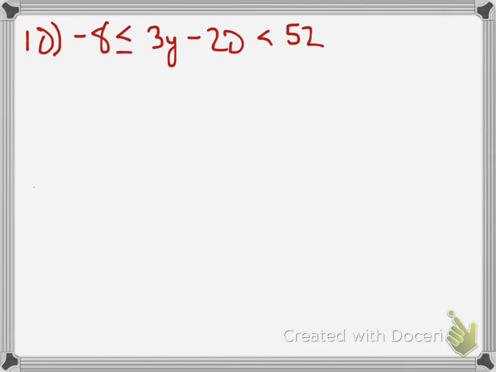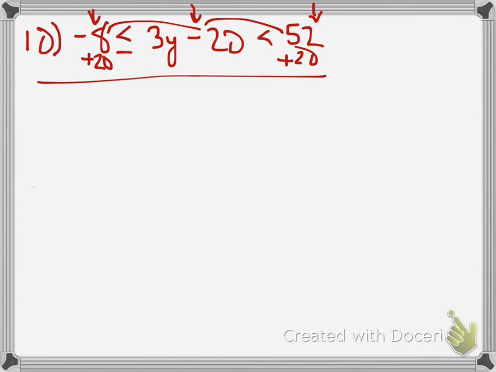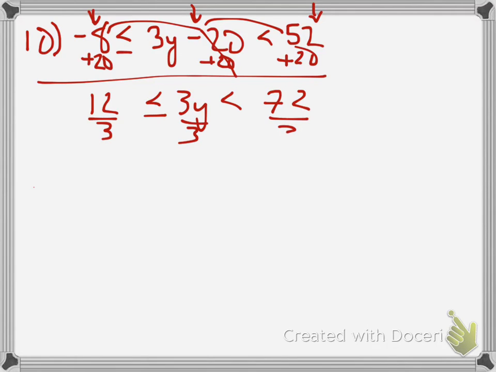Alright, so what do I need to do here? Okay, notice this one has a left, a right, and a middle. Work from the middle. So I'm going to add 20 to both sides. Working from the middle, that gives me 3y in the middle, I've got 12. I don't know why I was about to write negative 12 here. And over here I have 72. Then I can divide by 3 and get 4 less than y, and let's see, 72 divided by 3 would be 24.